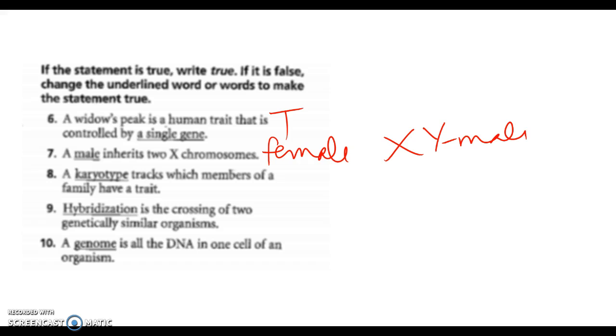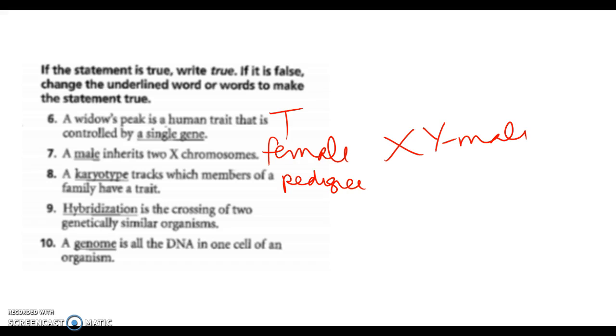Number 3, a karyotype tracks which members of a family have a trait. That is false. It is the pedigree. Right? The karyotype, we said, is the picture of all the chromosomes. A pedigree, on the other hand, is like a family tree that tracks traits.